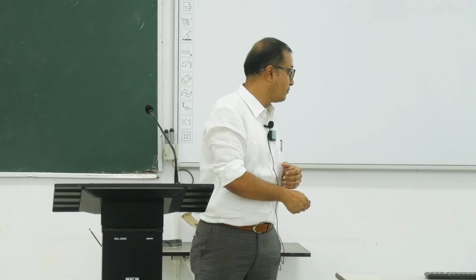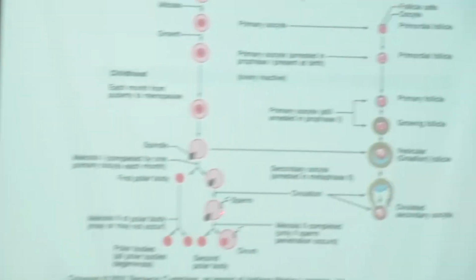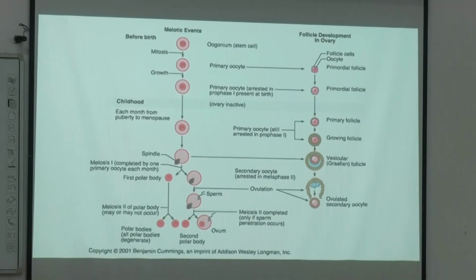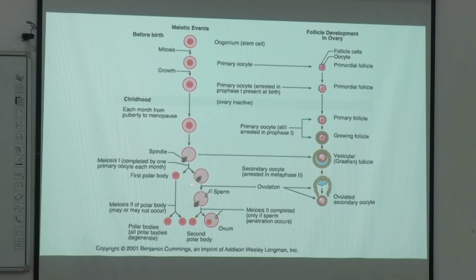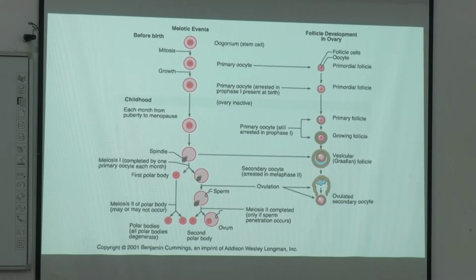Then after puberty, nuclear division takes place, giving the secondary oocyte and the first polar body. And this secondary oocyte completes its cellular division only if there is fertilization. If there is no fertilization, the secondary oocyte will be lost, destroyed at this stage. If there is fertilization, then the meiosis 2 arrested at the metaphase stage in the secondary oocyte will be completed, and we will get a mature ovum and the second polar body, which exits and is eventually lost.